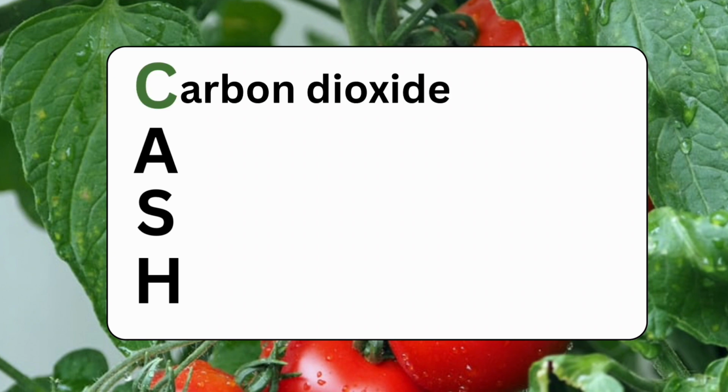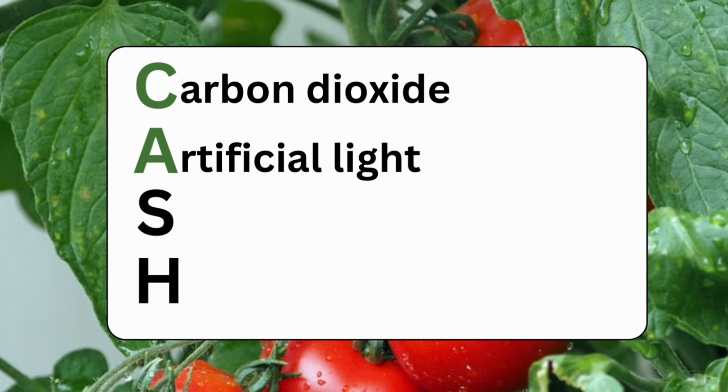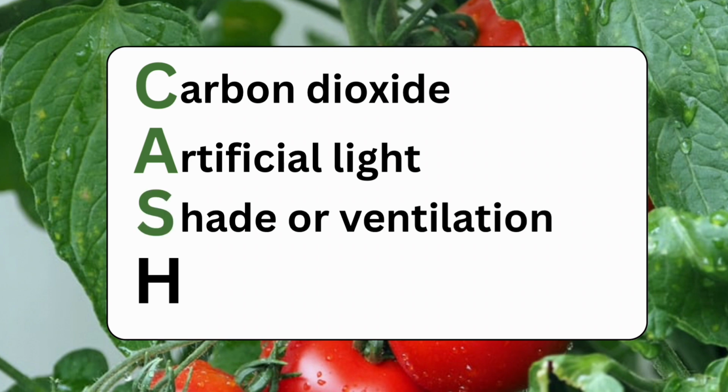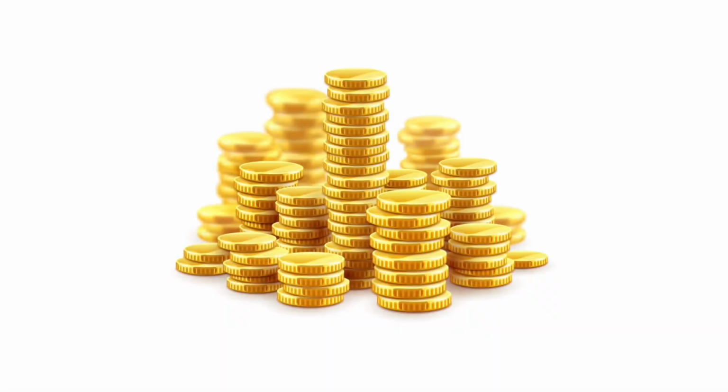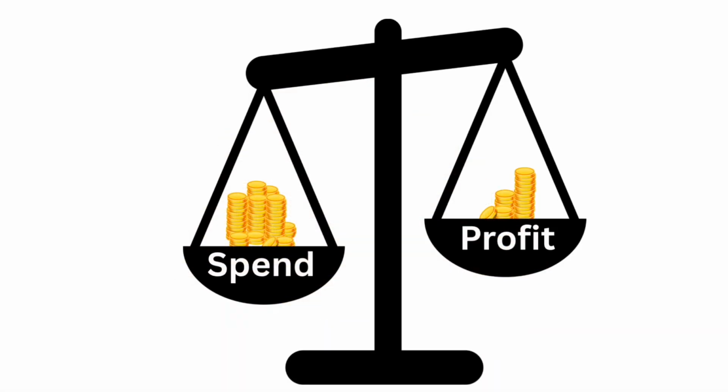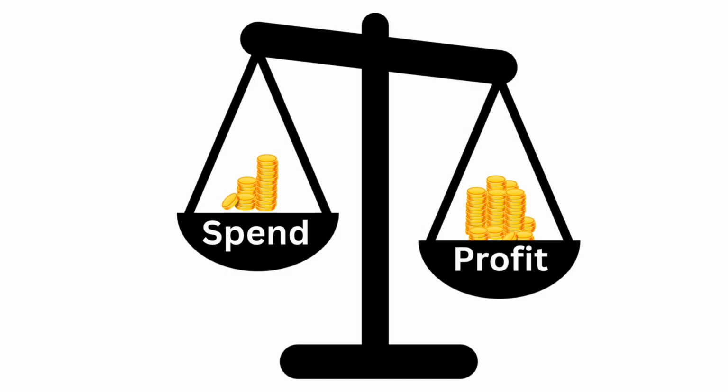So if you remember the word cash, you'll remember the 4 things Josie can do. She can add carbon dioxide, she can use artificial lights, she can create shade or use ventilation, and she can use heaters when the temperature is too low. All of these methods will cost Josie money, so it's important that she considers carefully how much she spends. She doesn't want to spend more than she's actually making, just enough to maximise her profits.